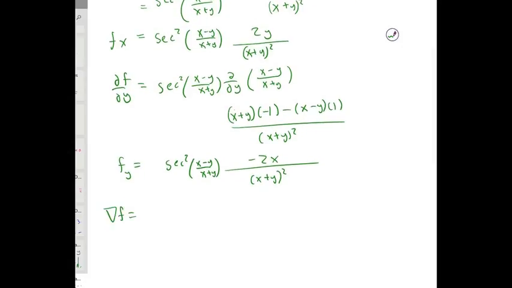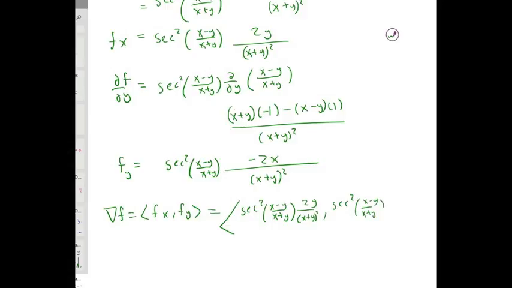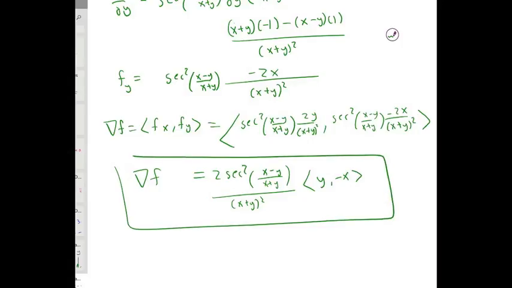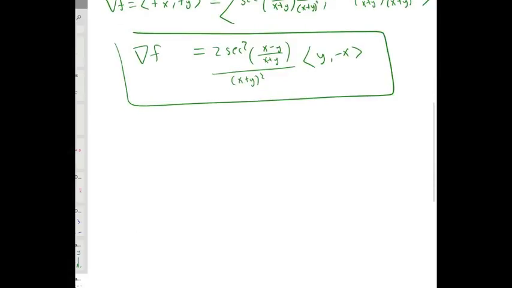So our gradient, which is our x derivative comma the y derivative, will equal secant squared of (x minus y over x plus y) times 2y over (x plus y) squared, comma secant squared of (x minus y over x plus y) times negative 2x over (x plus y) squared. We can factor out 2 secant squared of (x minus y over x plus y) over (x plus y) squared, and then the inside of the vector will just be y comma negative x. And that's the gradient of f. So, next example.